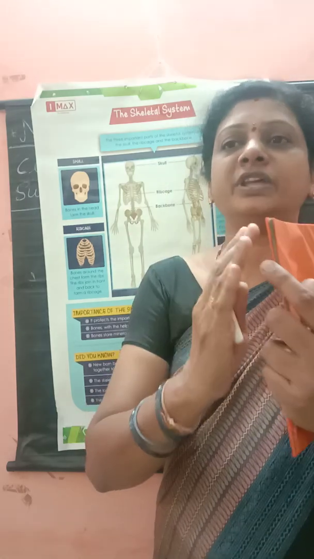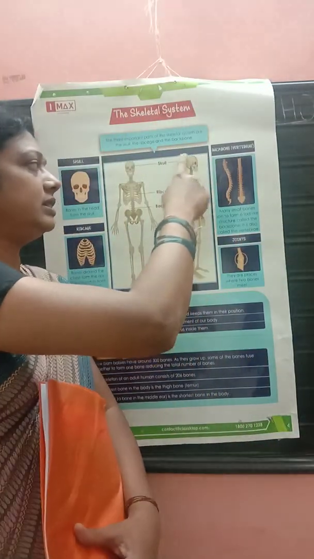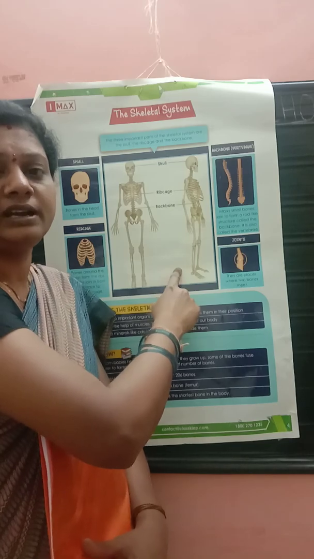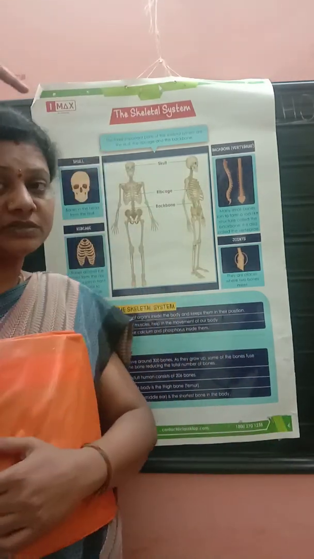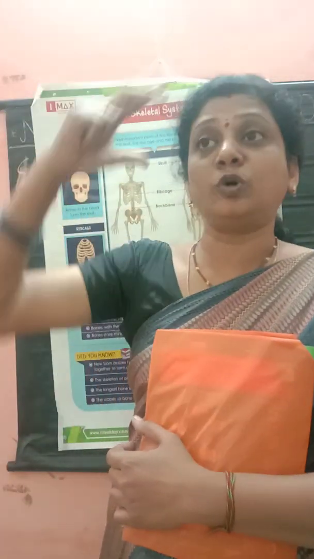All the bones in our body together form the skeletal system. Understood? Okay. Yes children, the important parts of the skeletal system. First one, skull. The bones in the head form the skull.